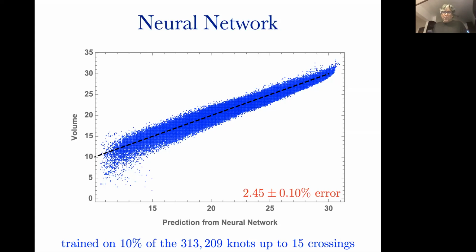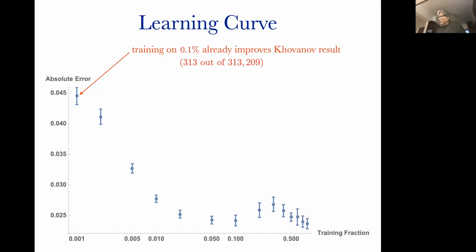So this is a phenomenal prediction, and it suggests there is some structure in these knots that's embedded in the Jones polynomial, which the neural network is able to distill. More advanced versions of Mathematica, the latest iteration, reduce the error to 2.36%. This is in fact about as good as you can do, and I'll explain why momentarily.